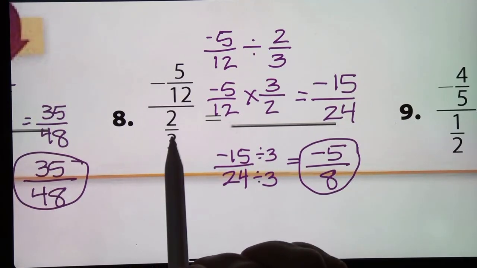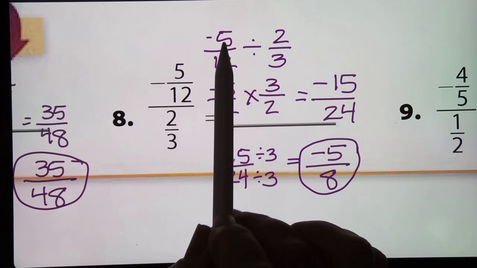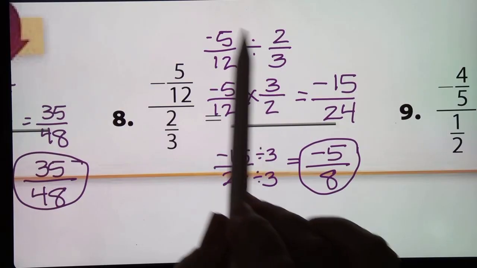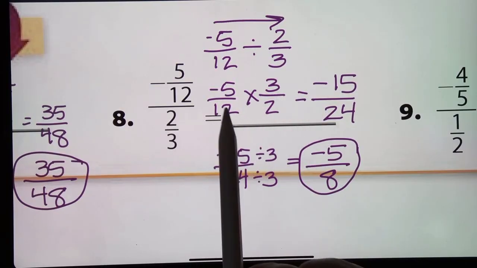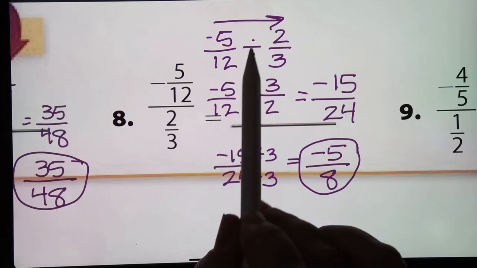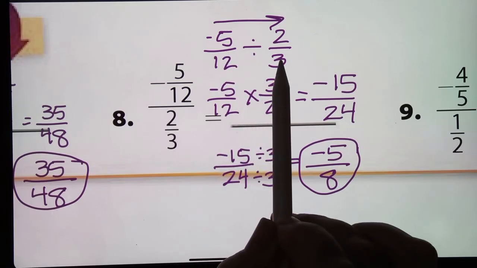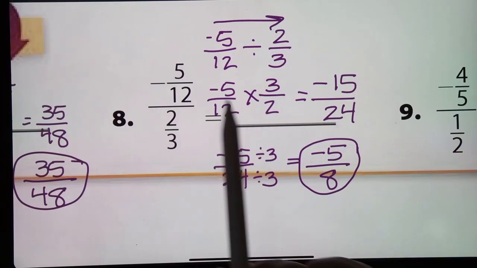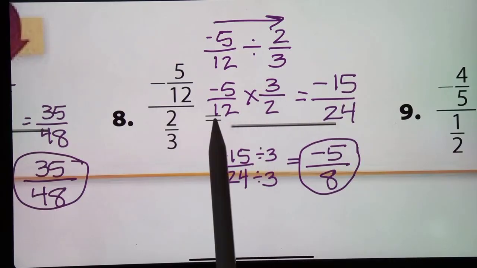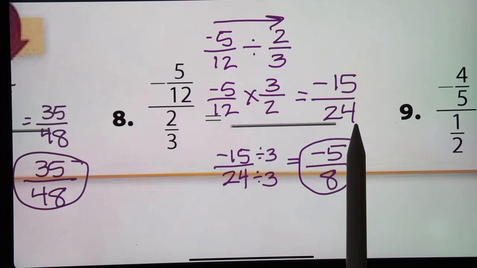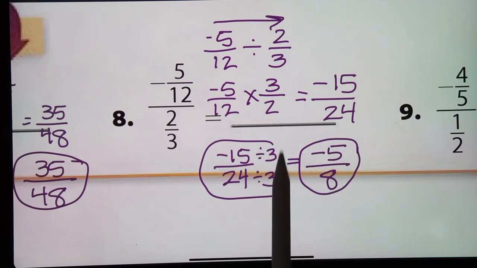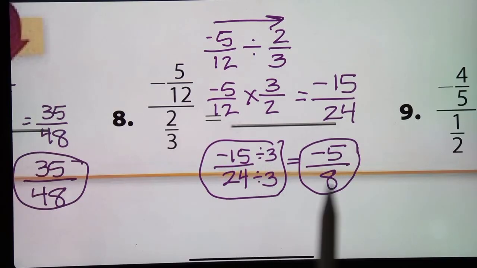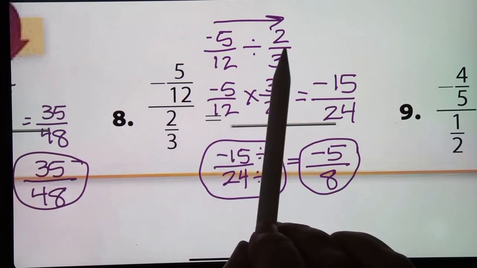-5/12 divided by 2/3. Rewrote it as -5/12 divided by 2/3 going this way. Keep the first fraction, -5/12. Change my division to multiplication. Flip the second fraction. It was 2/3. Now I have my 3/2. -5 times 3 is -15. 12 times 2 is 24. If I simplify that fraction, the greatest common factor is 3. 15 divided by 3 is 5. 24 divided by 3 is 8. Remember, a negative divided by a positive is a negative.